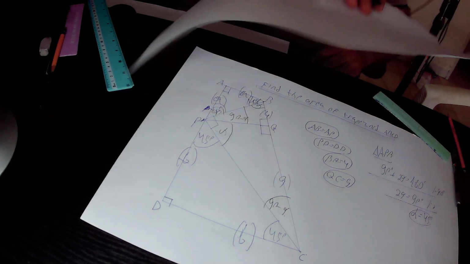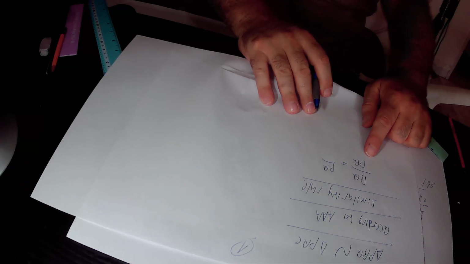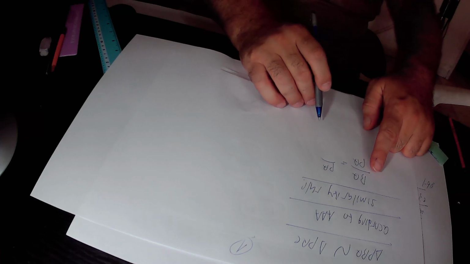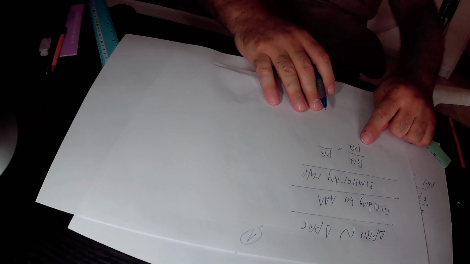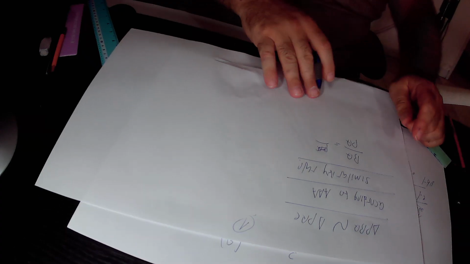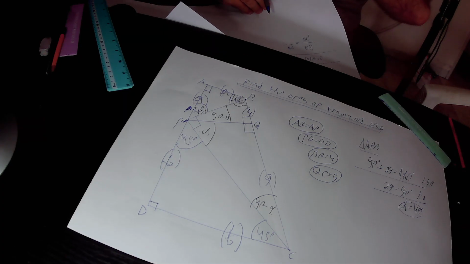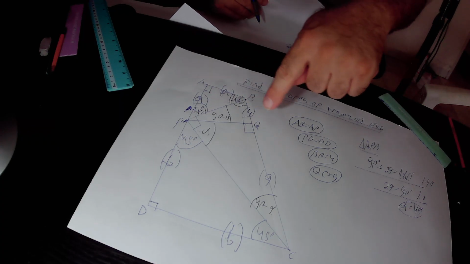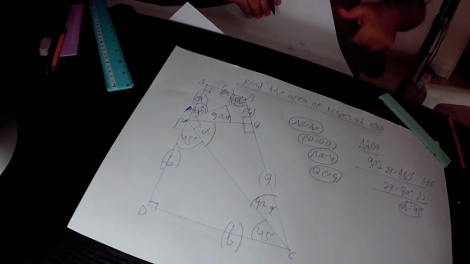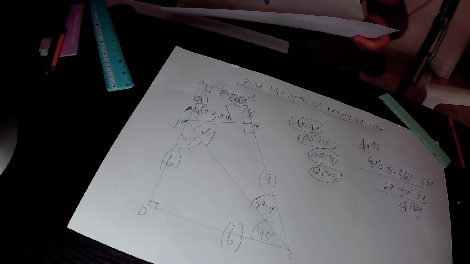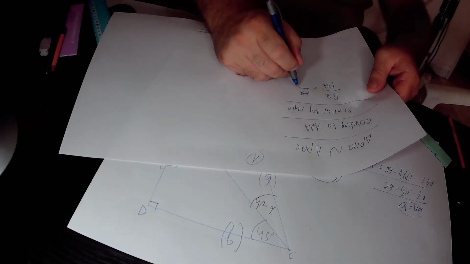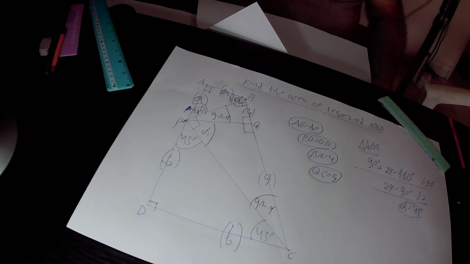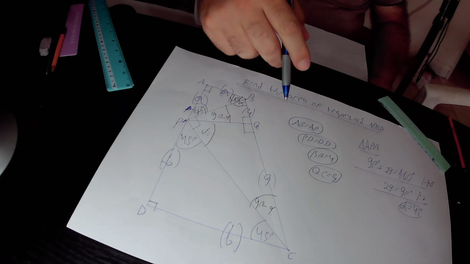side BQ of the small right triangle PBQ over side PQ of the big right triangle PQC is equal to side PQ of the small right triangle PQB over side QC of the big right triangle QCB.